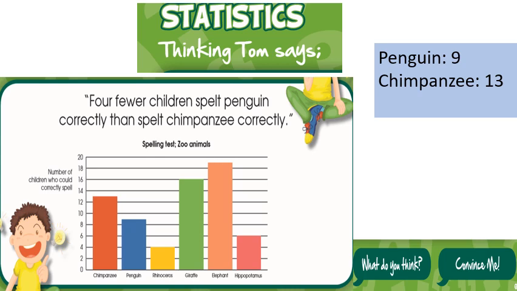So we're comparing whether Tom's right when he says 4 fewer children spelled penguin correctly than spelled chimpanzee correctly. So we're working out the difference here. So when we work out the difference, it would help to do a subtraction sum. So you'd subtract the smaller number from the bigger number, and that's easy to see here because we know the sum's going to be 13 minus 9. And 13 minus 9 equals 4, so Tom is right. And you can show him the subtraction sum you've done.